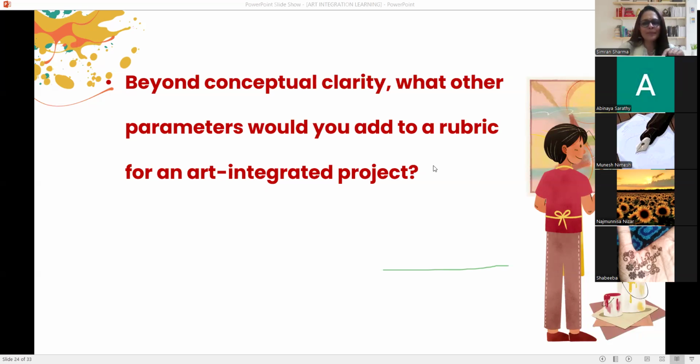Then process documentation, as I earlier mentioned. Process documentation is also important in the form of a file or a model or a journal or sketchbook. So, yes, creativity, as you mentioned, student-centric, learning through engagement, inclusive learning, absolutely fine. Thank you for that.